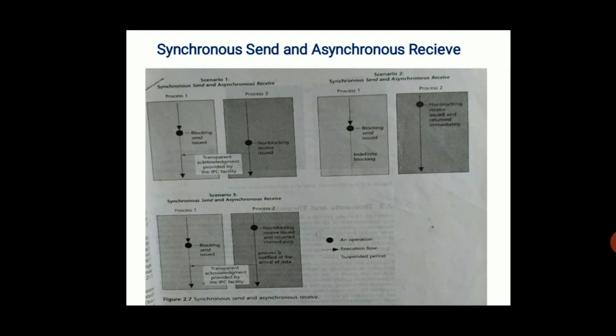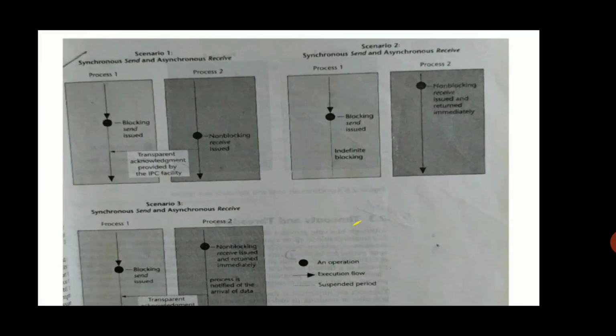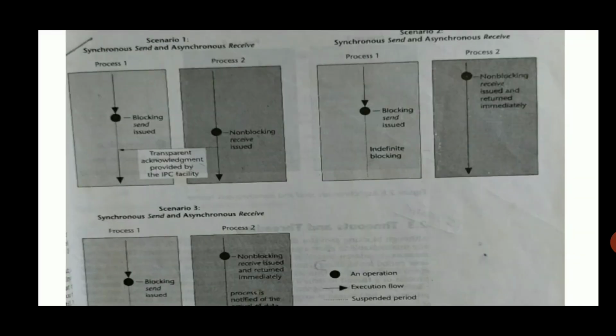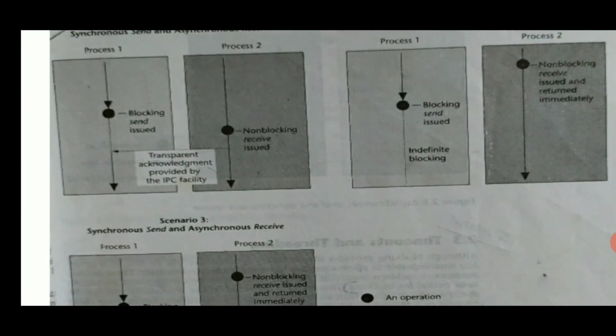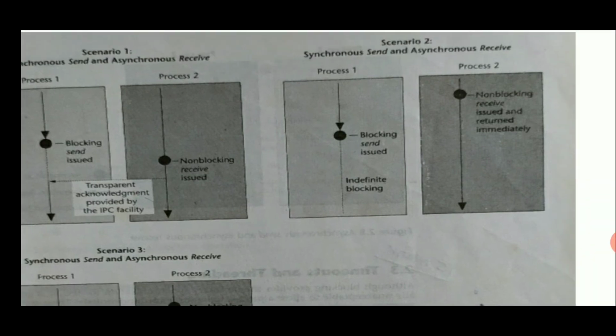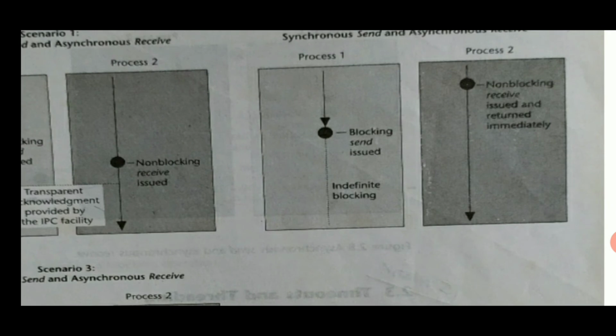Here in scenario 2, blocking send issued, indefinite blocking. Why this indefinite blocking? In scenario 1, the dotted line shows the blocking send issued, but after receiving the acknowledgement from process 2, the send operation is unblocked. But here in scenario 2, process 1, that is the send operation issued, is blocked, and it is indefinite blocking.